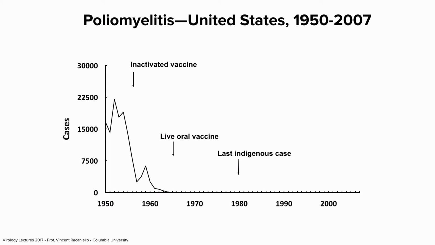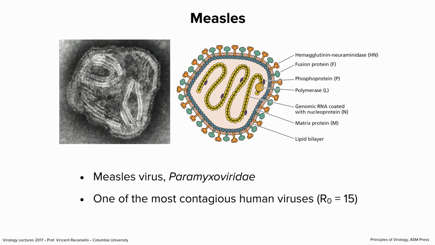And since then, we have had none. And in many other countries of the world, there is no polio as well. But we'll get into that more later on. All right, that's poliomyelitis, a very classic acute infection. All right, our next acute infection is measles virus.